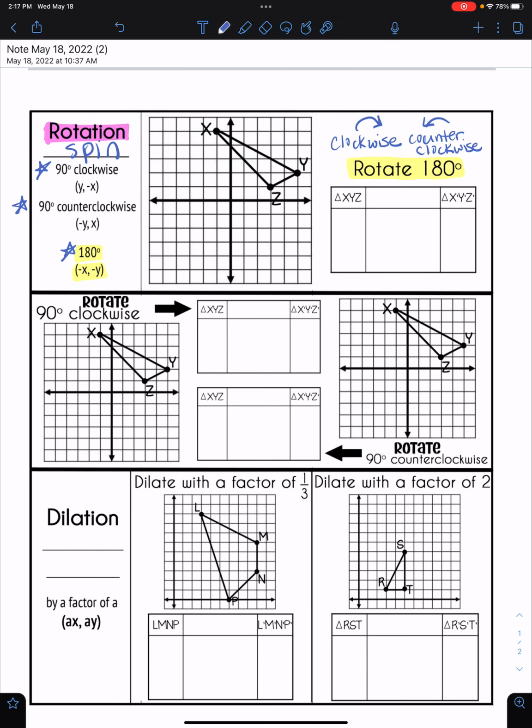Let's start by labeling the points. We have X right here, which is the point -1, 5. And then we have Y, which is 5, 2. And then we have Z, which is 3, 1. And it's telling us for rotating 180 degrees, we're doing the opposite of X and the opposite of Y. So we're doing the opposite of -1 and the opposite of 5. The opposite of 5, the opposite of 2. The opposite of 3, the opposite of 1.